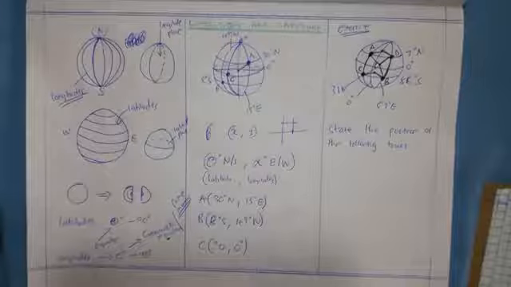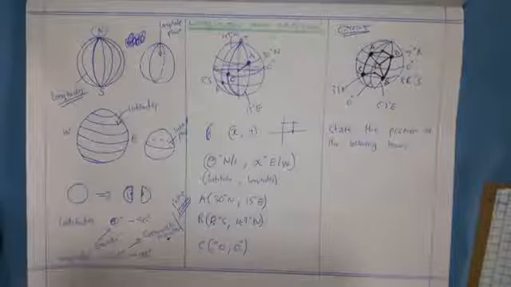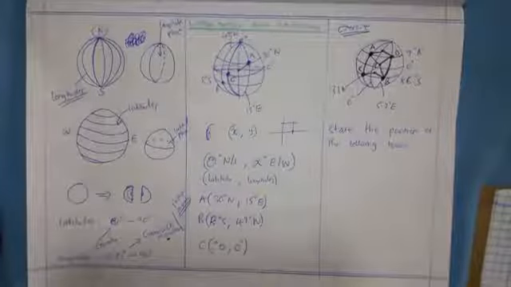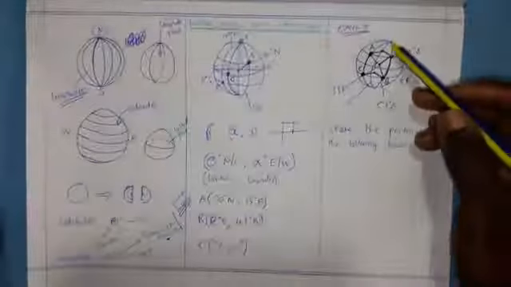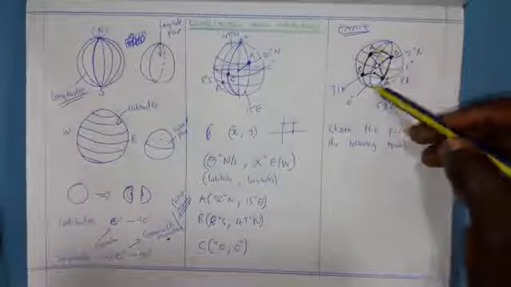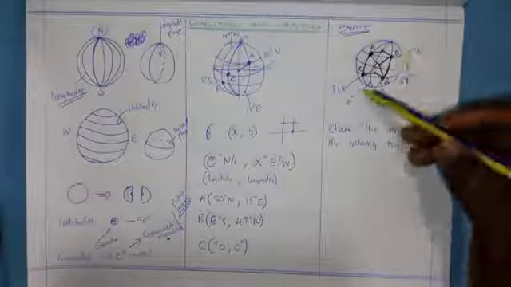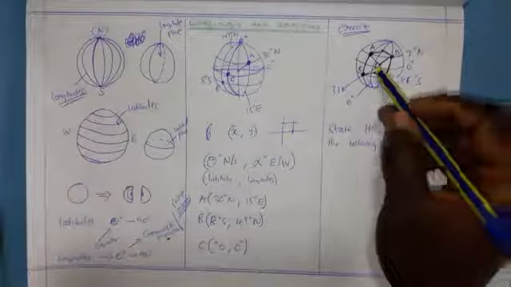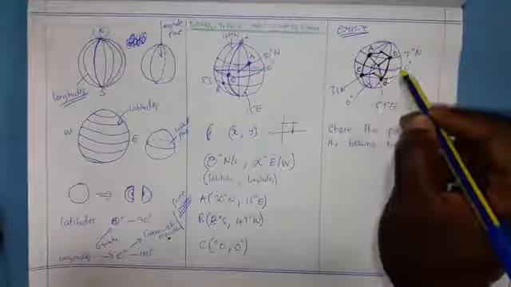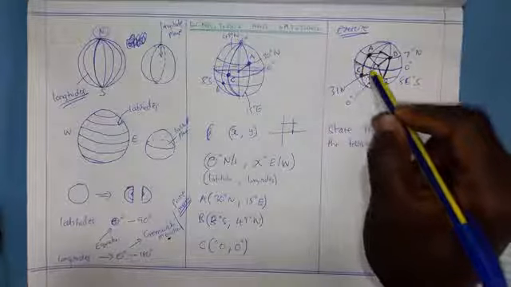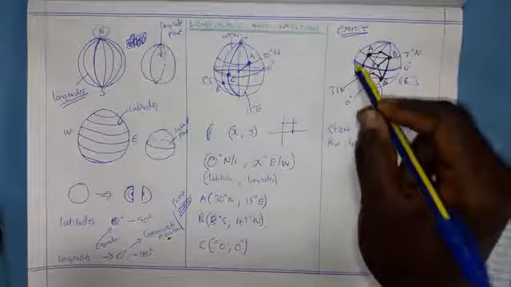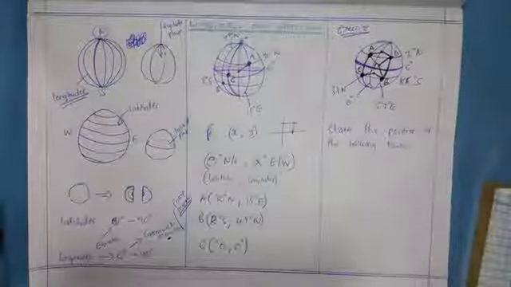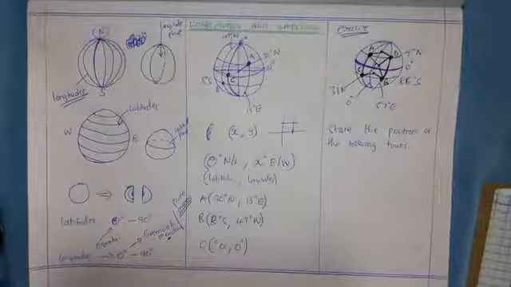Now let us explain what a great circle is. A great circle is a circle whose radius is equal to the radius of the Earth. Notice that all longitudes have an equal radius. All are equal, so meaning they are all called great circles. The same thing applies to the equator. The equator is the only great circle among the latitudes because it's also equal to the radius of the Earth.